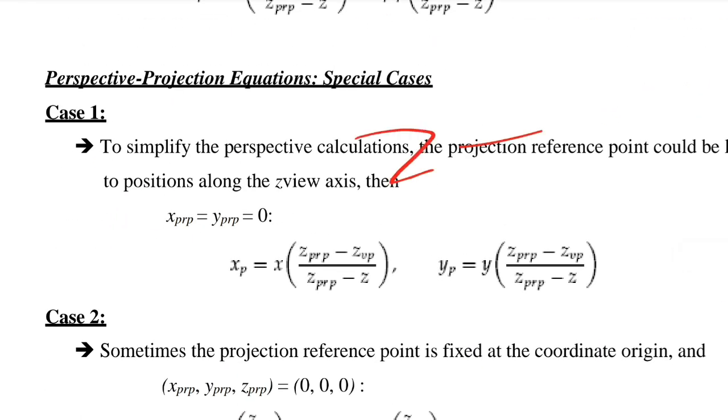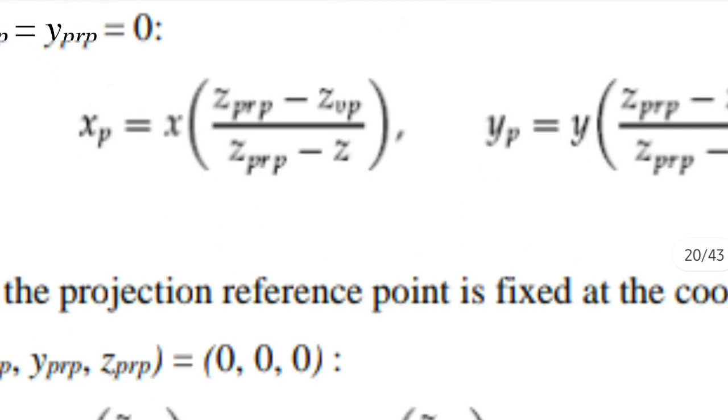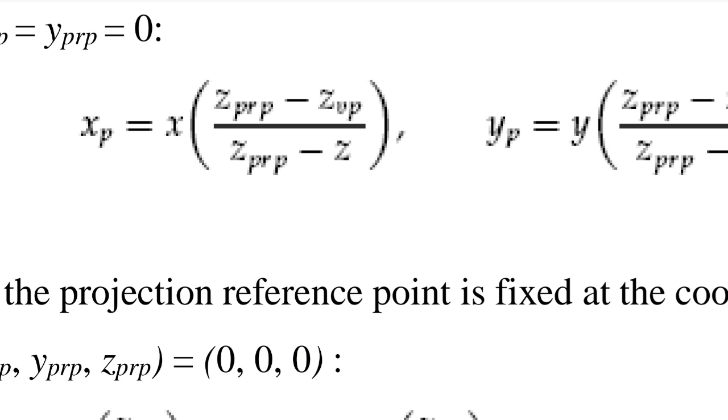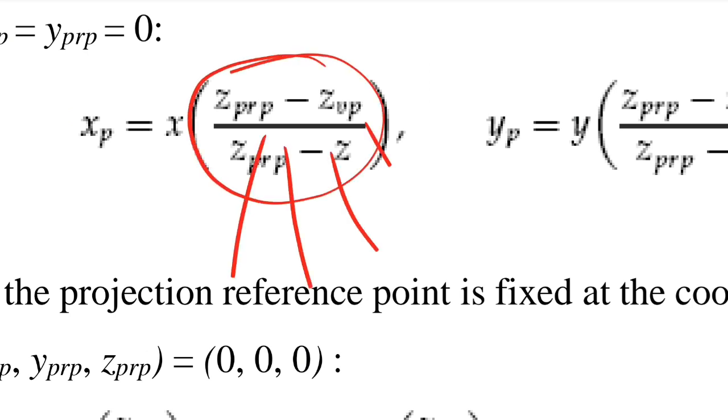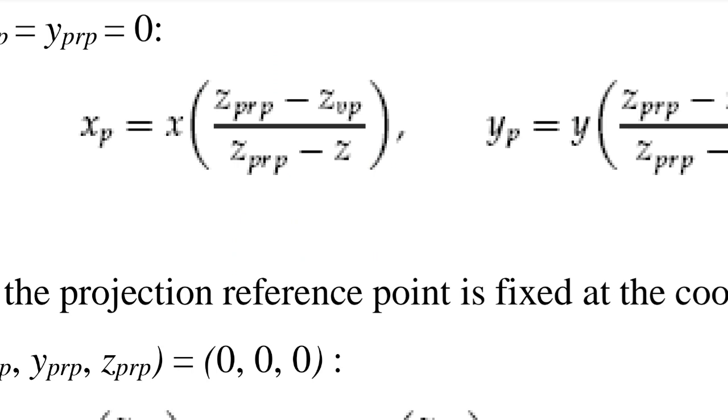Write as along z axis, and then start with xp is equal to yp is equal to, just write it and leave it. Then what you have to remember is only this one. From this you will be deriving the 4 cases based on the context. So see here, zprp minus zvp, zprp minus z.